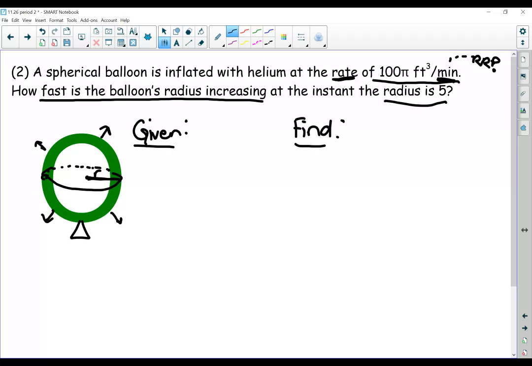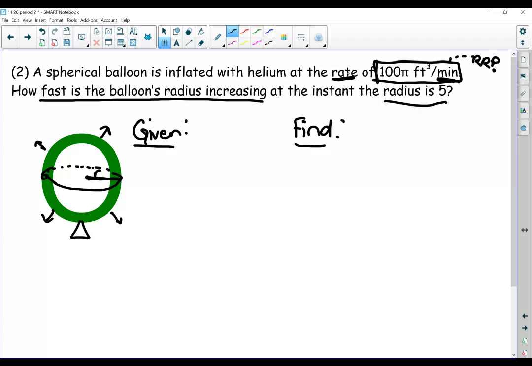Now, the given information are the things that they tell us to begin with. Well, they tell us that a spherical balloon is inflated with helium at a rate of 100 pi feet cubed per minute. So I need to look at this constant that they give us, and I have to identify what that constant means for this situation. If it is 100 pi feet cubed per minute, I'm trying to think of what that is. Well, I know it's a rate, so it has to be a derivative value. I have to figure out what it's the rate of. And since it's talking about inflation, and if I look at the units here, I see that the units are feet cubed.